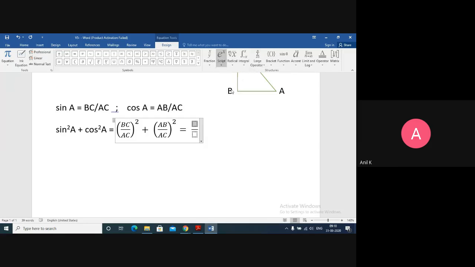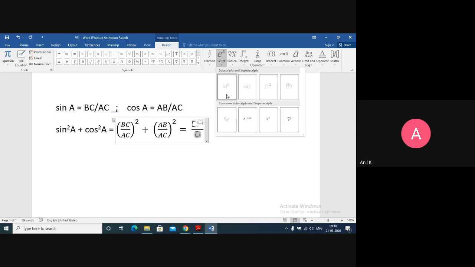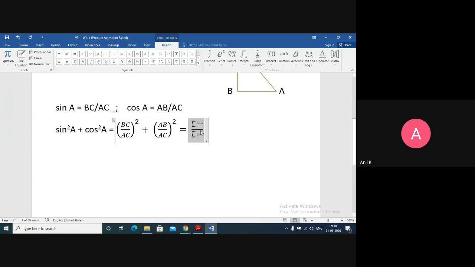Next step, you can split it. Here BC upon AC whole square, you can write this as BC square upon AC square. I'm just opening the bracket, like A upon B whole square is A square upon B square. That was the formula which we had. So here also AB upon AC whole square, if I open the bracket, I'll get AB square upon AC square.